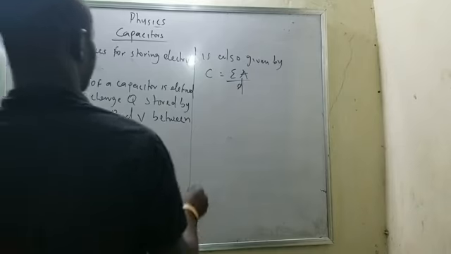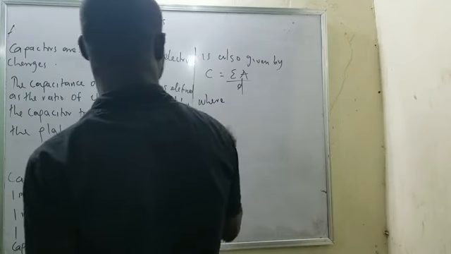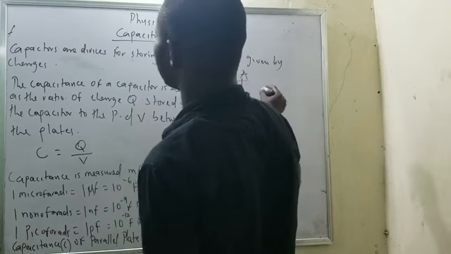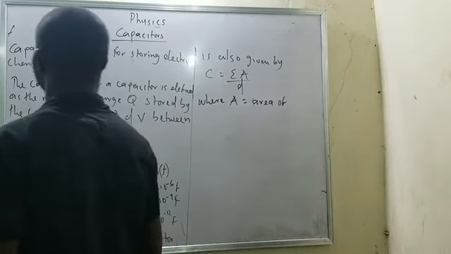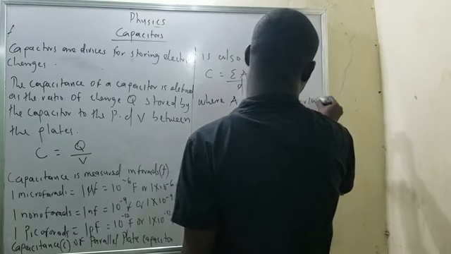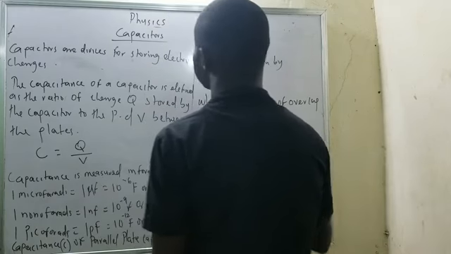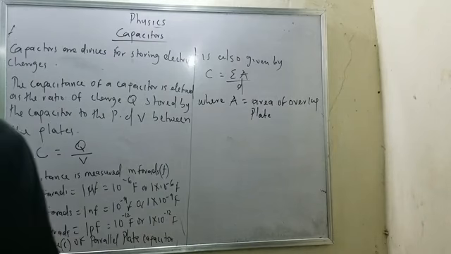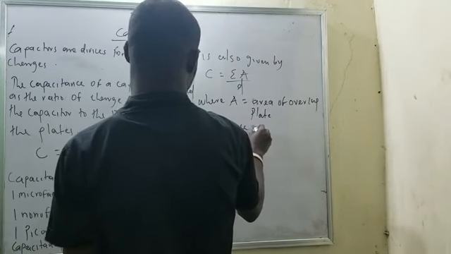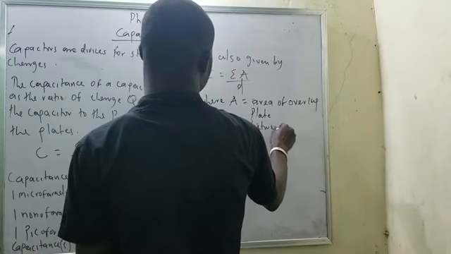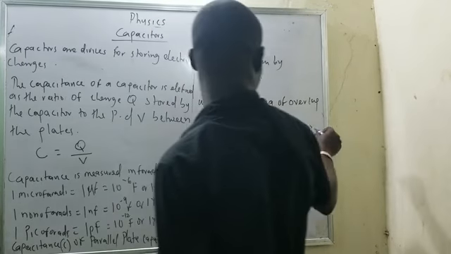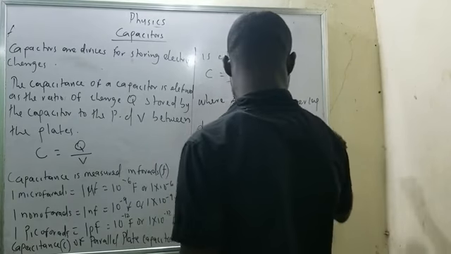Now, A is called the area of overlap of the plates. And d is the distance between the plates, which is always in meters. Area is in meter squared. This one is in meter.